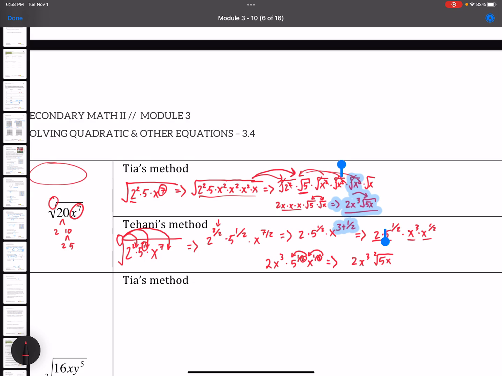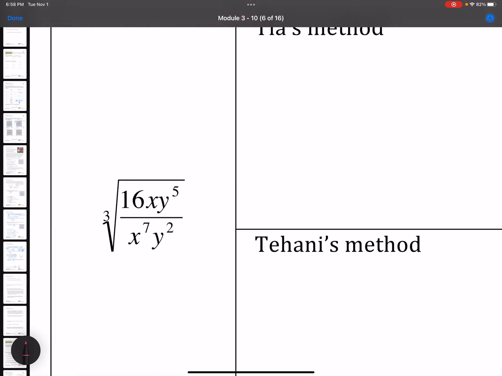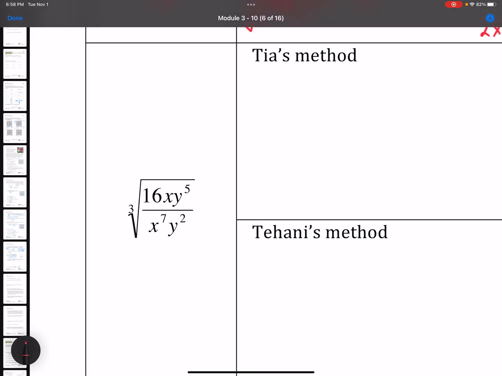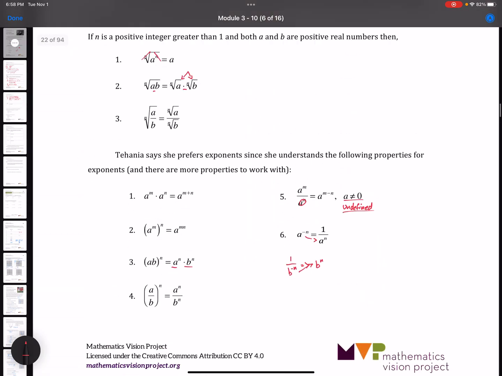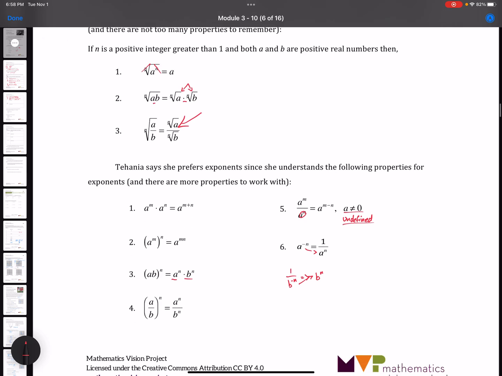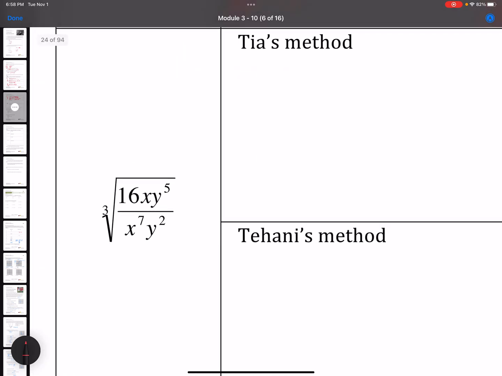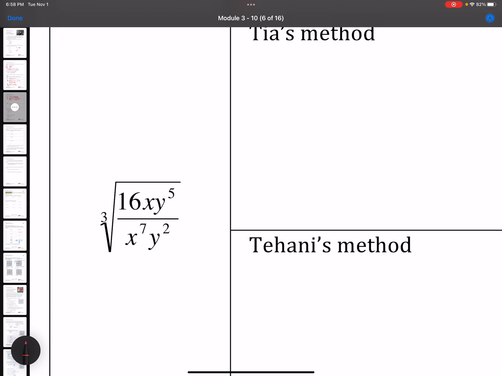Now, it's Tia's method on this one that's a little bit more complex. Oh my goodness, it has a fraction bar in it. Holy smokes. Remember though, if we refer back to that first page, we can deal with fractions just like that. So we shouldn't see that and shiver. We should see that and be confident in all of our abilities. It's also a cubed root. That's just a good thing for us to know.